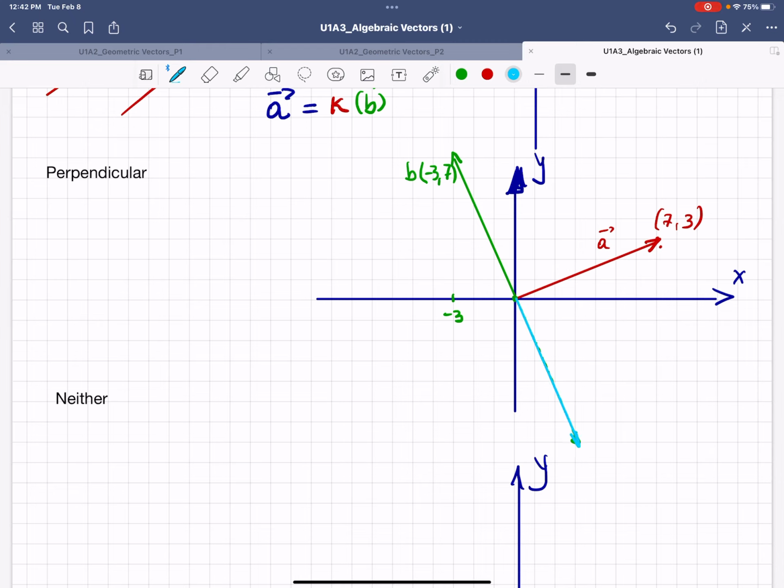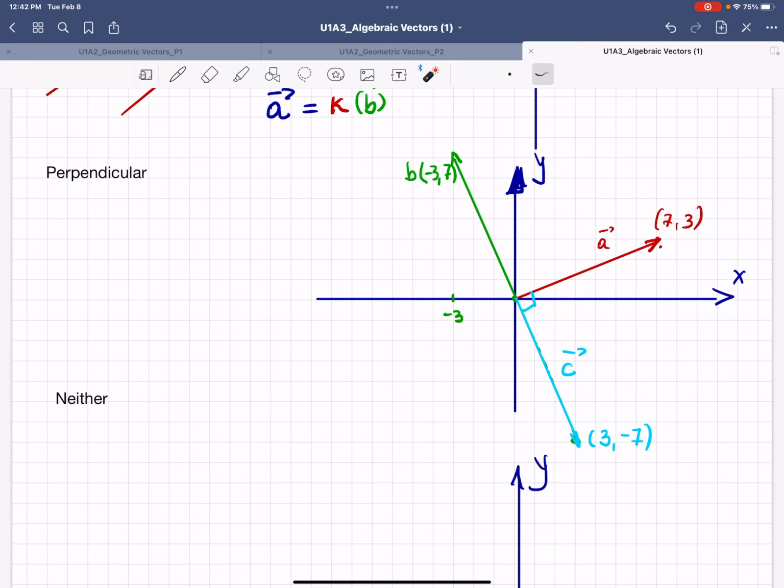All right, and this is vector C. You can see that it makes the angle 90, and the coordinates of vector C are x equals 3 and y equals negative 7. So if you compare it with coordinates of A, you see that 7 and 3 have switched to 3, 7, and only y is negative.